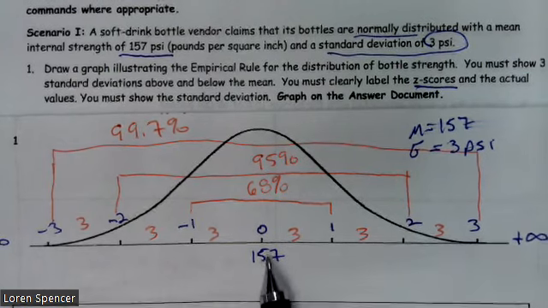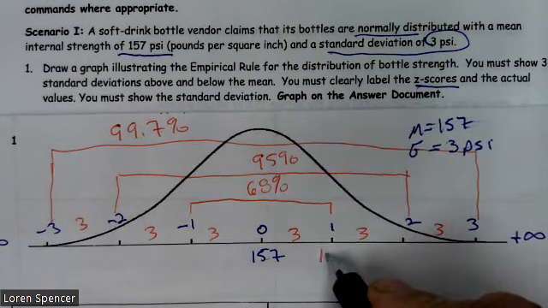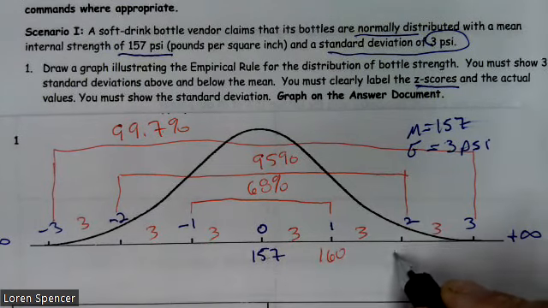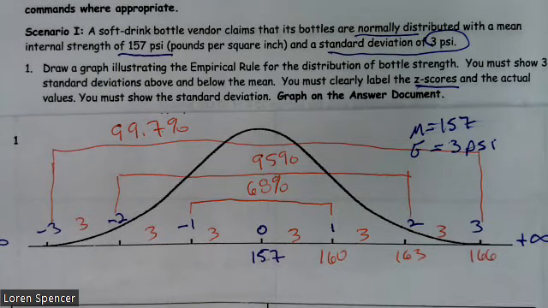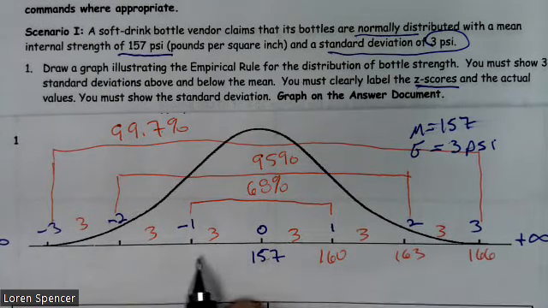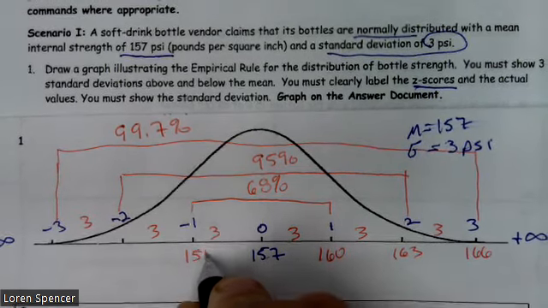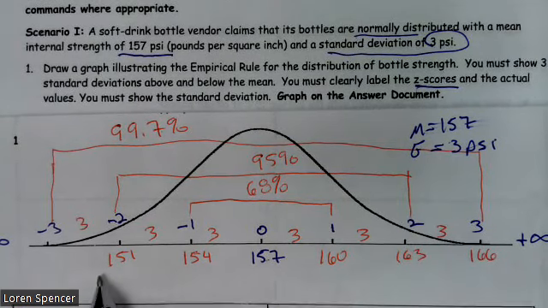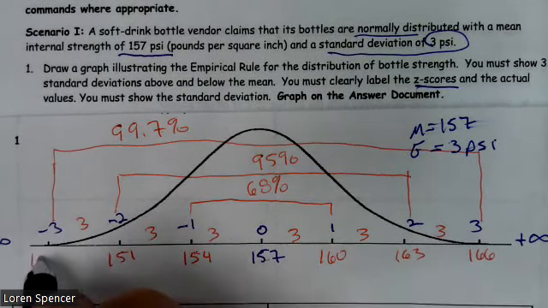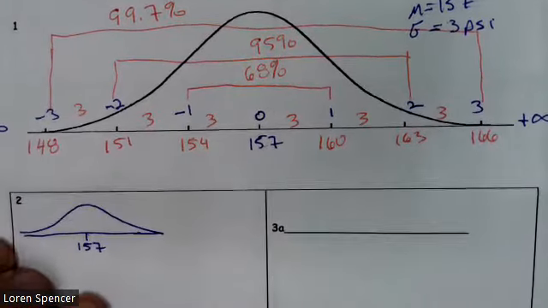So now we need to put in our actual values. So 157 plus 3 takes us up to 160, then 163, and then 166. Going down, or going backwards, we're taking away 3 from 157, and we get to 154, 151, and then we're going to drop all the way down to 148. And that'll take care of problem 1.